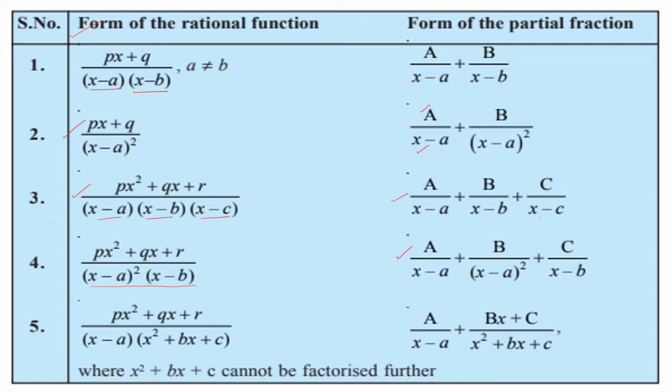For number 5, we have a quadratic in the numerator and the denominator is the product of a linear factor and an irreducible quadratic factor. Irreducible means which cannot be further factorized. In that case, the partial fraction will be taken as A upon the linear factor which we have, plus (Bx + C) upon the irreducible quadratic, like x² + bx + c.